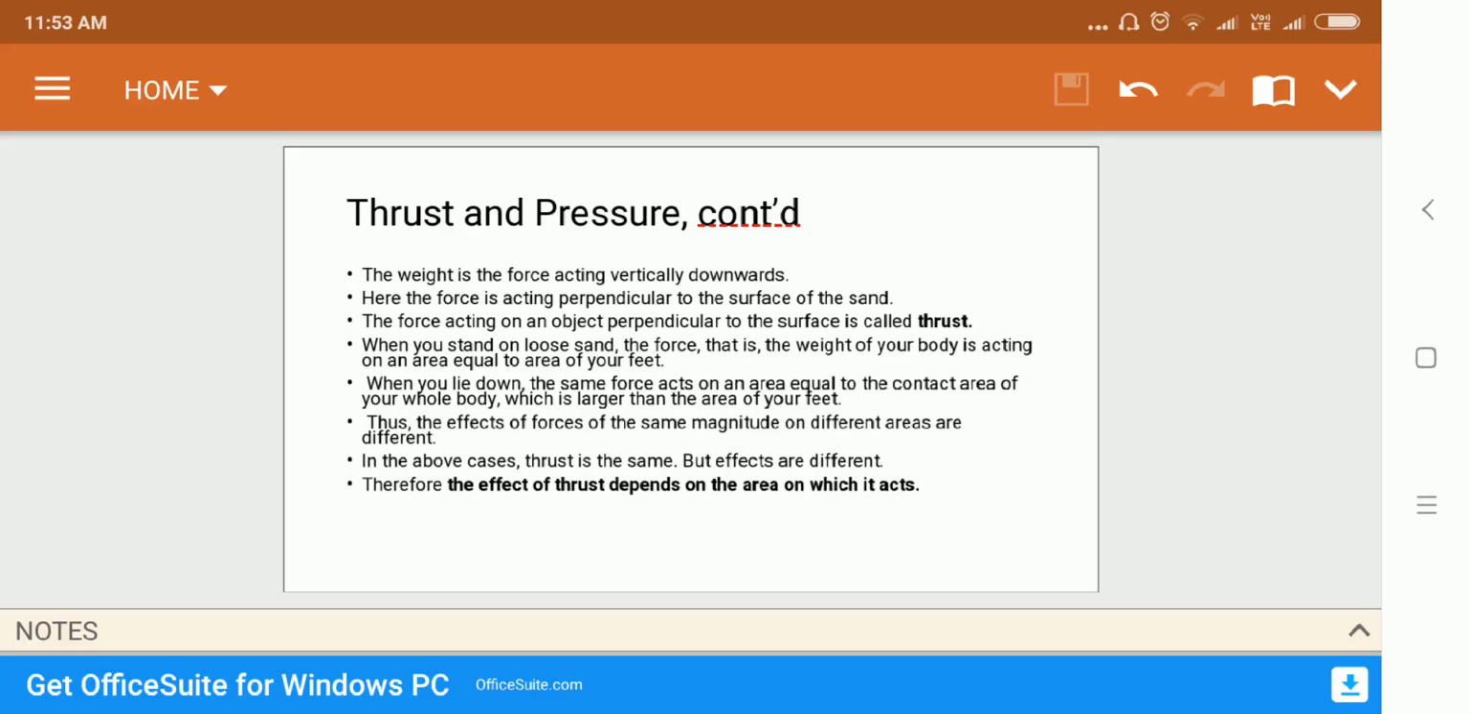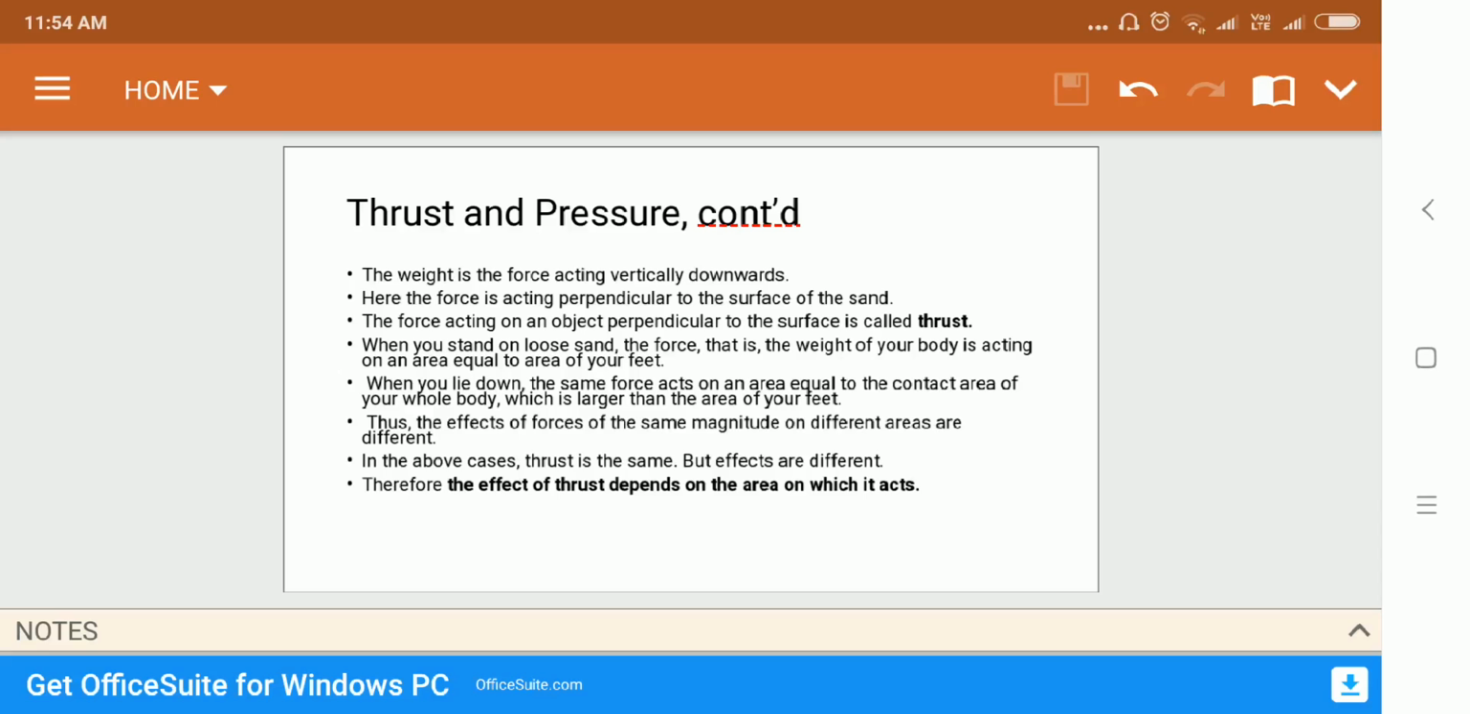Right? Weight is what? I repeat, weight is the force acting on the downward side. Due to the gravitational force of the earth, the object experiences a force and moves vertically downward. That force is known as weight. But when we provide a force which is perpendicular to the surface, that force is known as thrust.